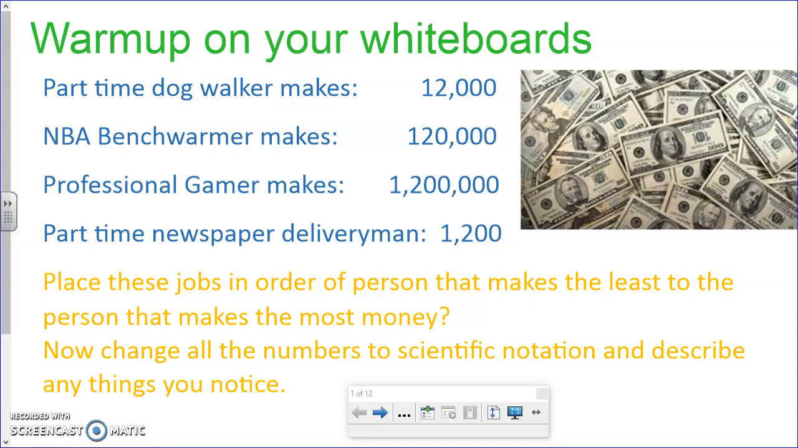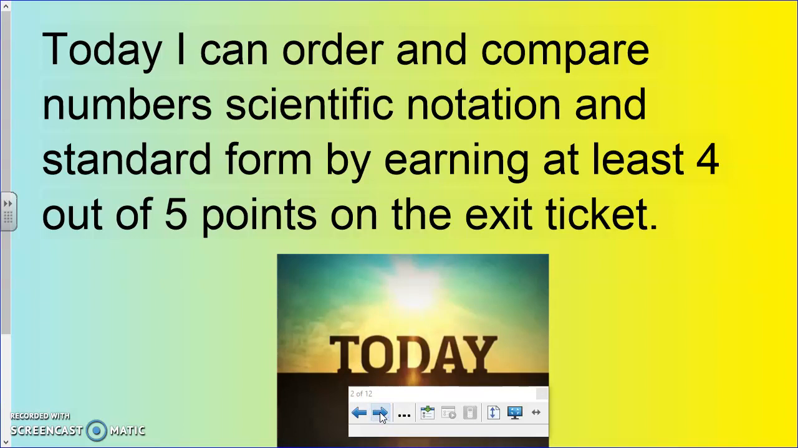So today what we're going to be doing is comparing and ordering scientific notation, and we're going to be doing that by looking at the exponents first. So your goal for today is: I can order and compare numbers in scientific notation in standard form by earning at least a 4 out of 5 on the exit ticket.